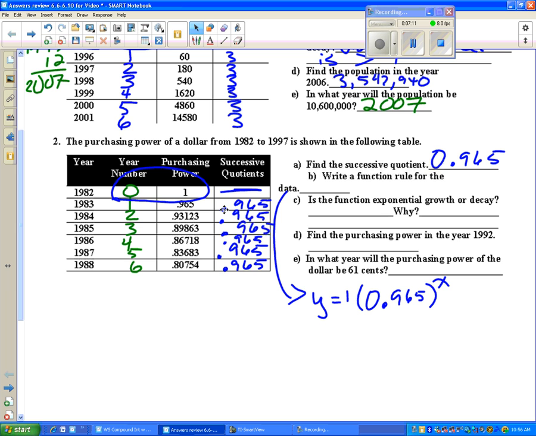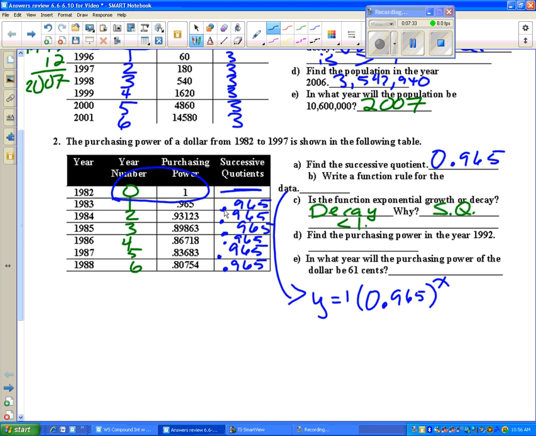Is the function exponential growth or exponential decay? It's exponential decay. How do I know? Because my successive quotient, 0.965, is less than 1. Find the purchasing power of the year 1992.